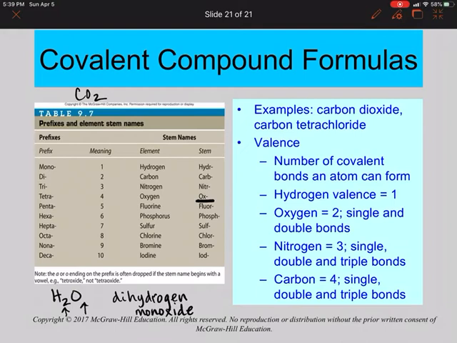So if we ever get to go to a restaurant again, then you will want to order dihydrogen monoxide and see what your waitress or waiter looks at you like. No, probably shouldn't do that.